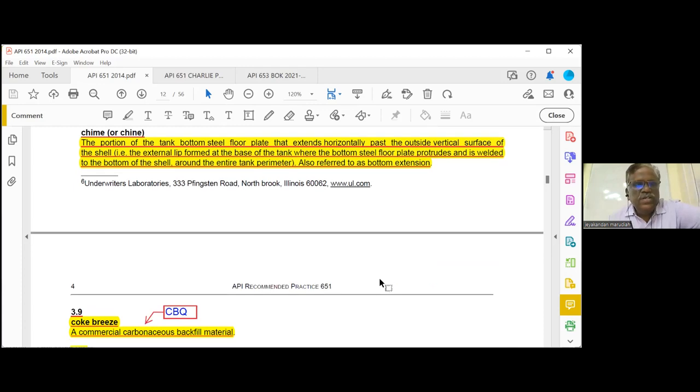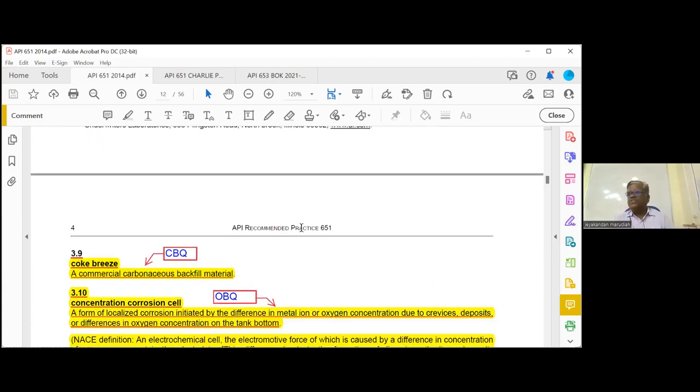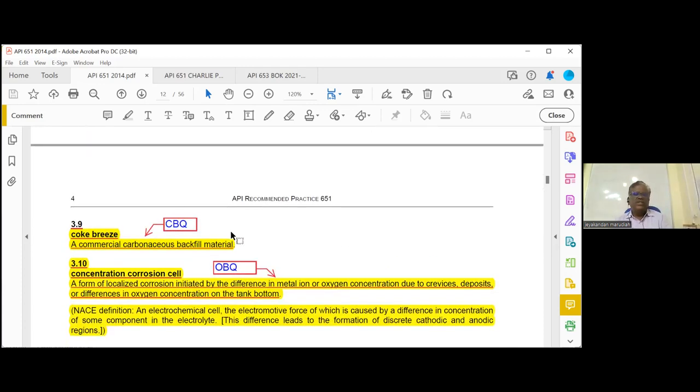The next page, coke breeze. This is a closed book question. A commercial carbonaceous backfill material, which is used when you are using the deep anode.